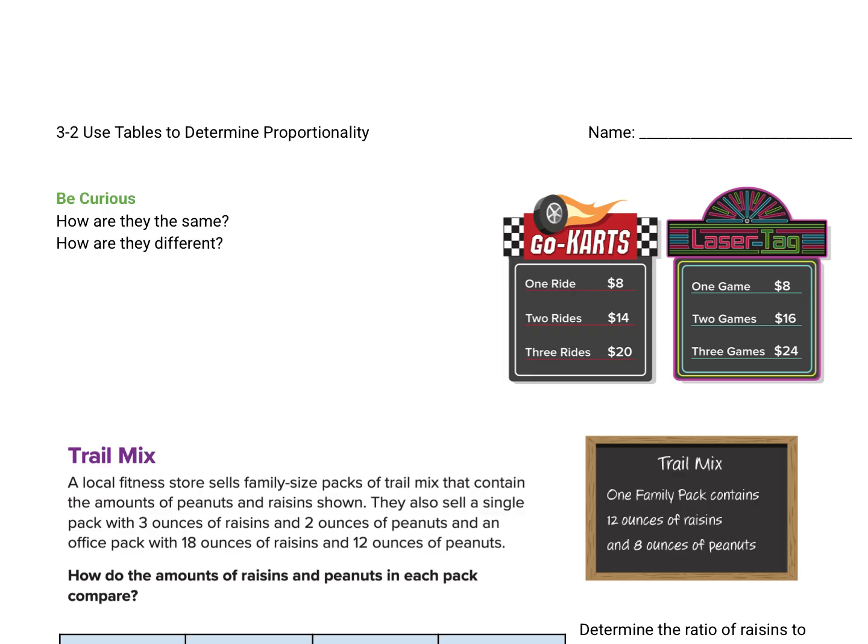All right, hopefully some of the things you noticed is first what they have in common is that for ride 1 or for game 1, it's the same price, $8 for each. Then you might have noticed as well how they are different, so the price changes for 2 rides or 2 games, and then for 3 as well, increasing more for the laser tag per game compared to the rides for go-karts. So like I said earlier, we're going to talk about something called proportionality today. As we can see, these two are not proportional to each other because it's not increasing the same amount of money for each game or ride. So we're going to take a look at that more down below.